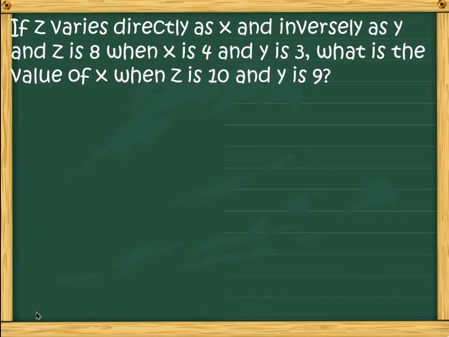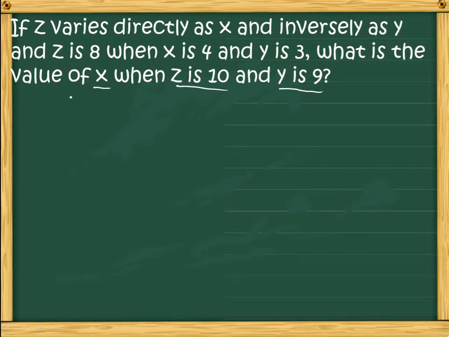This is just a continuation in solving combined variation. Let's have another example. If z varies directly as x and inversely as y, and z is equal to 8 when x is equal to 4 and y is 3, what is the value of x when z is 10 and y is 9? So our goal here is to find the value of x when z is 10 and y is equal to 9.